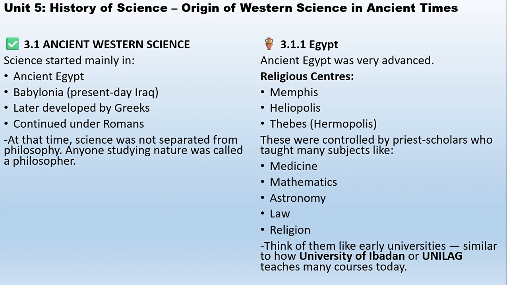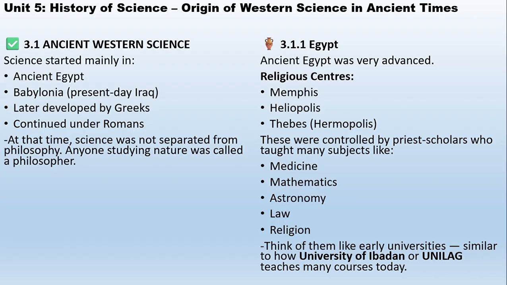These were controlled by priest scholars who taught many subjects like medicine, mathematics, astronomy, law, and religion. They were priests, but at the same time scholars. Note, all these subjects are still under philosophy, because science has not been separated from philosophy then. So everything is still together.